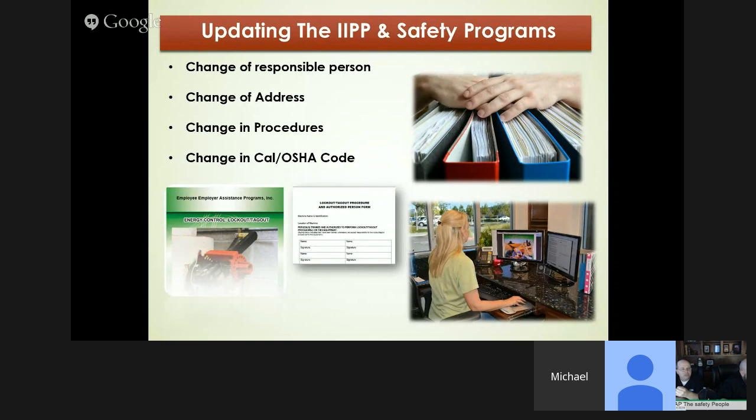If you have a change in a responsible person, you have to update. If your business moves, it's location specific, so you would have to update it. If you have a change in procedures, or if there's a change in Cal OSHA code, these are all times that you need to update your programs. You really do. The great thing about being an EEAP client is that we keep these updated for you at all times. When the new heat illness 2015 rules started coming out, we knew about them in advance. We knew about the deadlines. We had them all in your client centers locked and loaded.